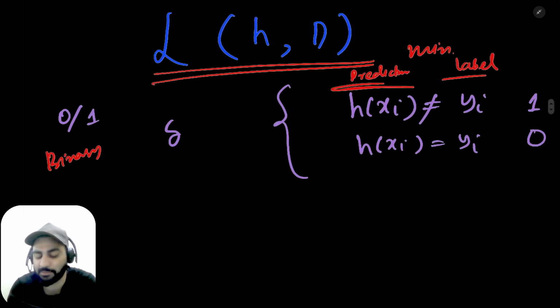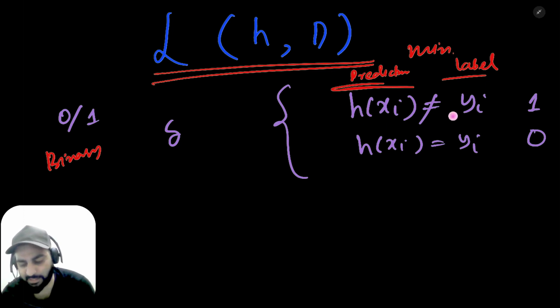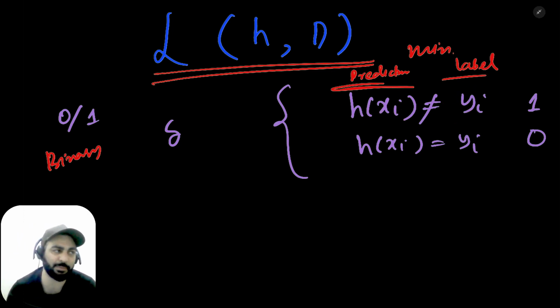That's why we say sometimes this loss function, this binary loss divided by the total number of points, gives us the accuracy. So how accurate were we? This is the prediction, this is the label. If h of xi is not equal to yi, that means it's a misprediction. So we'll add 1, we'll say loss is 1, you lost something. That's why it's called a loss function.